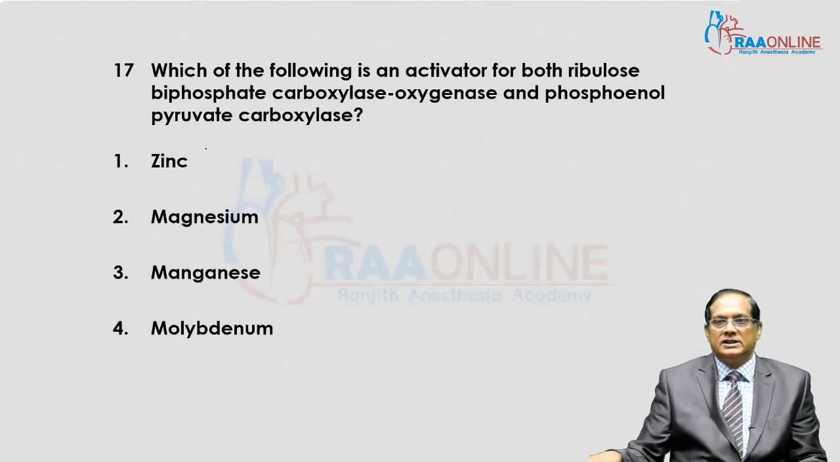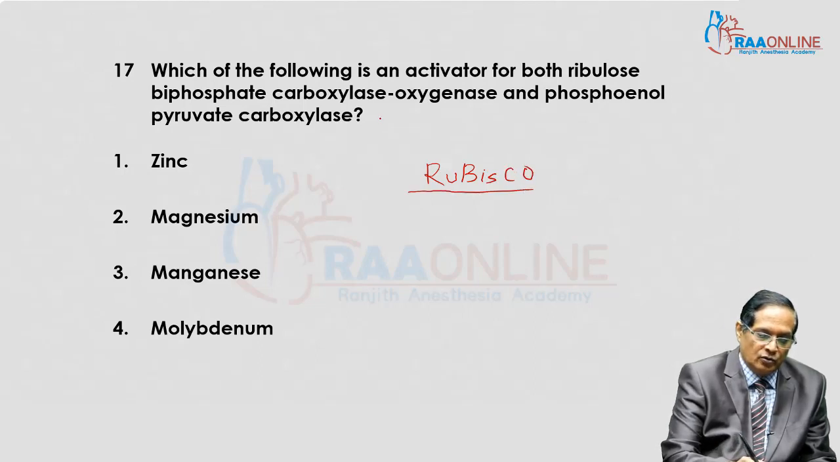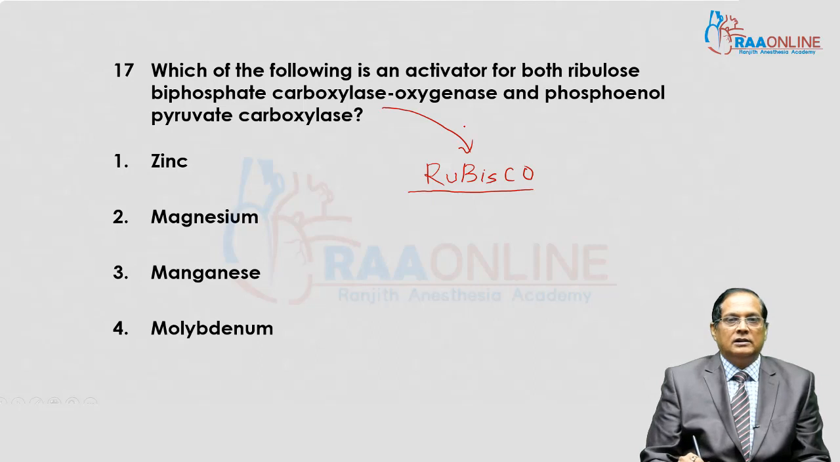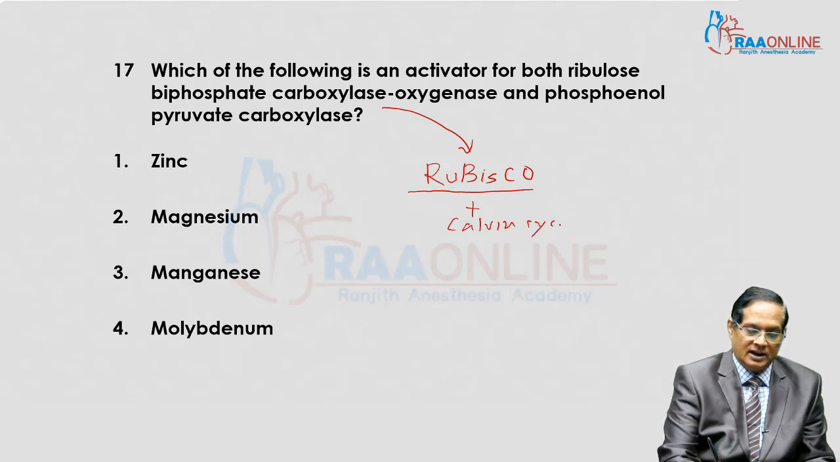Now come to question number 17. Which of the following is an activator of both ribulose bisphosphate carboxylase? This enzyme is popularly known as Rubisco, that is, ribulose bisphosphate carboxylase oxygenase. This enzyme is needed for the Calvin cycle. The Calvin cycle is not possible if RuBP carboxylase is not there.